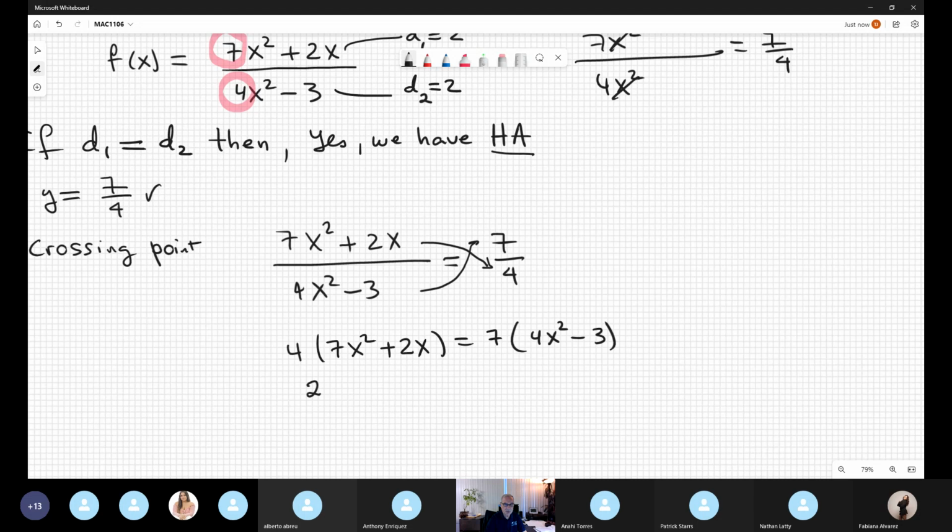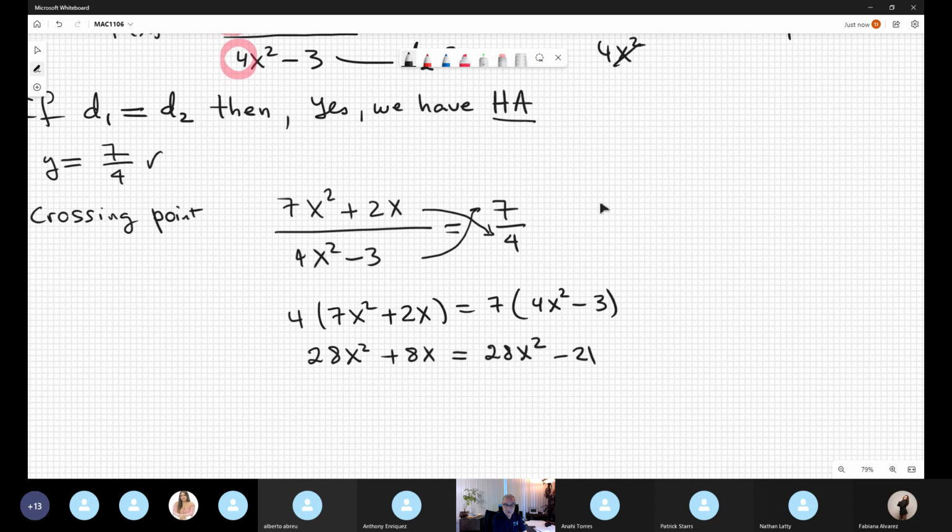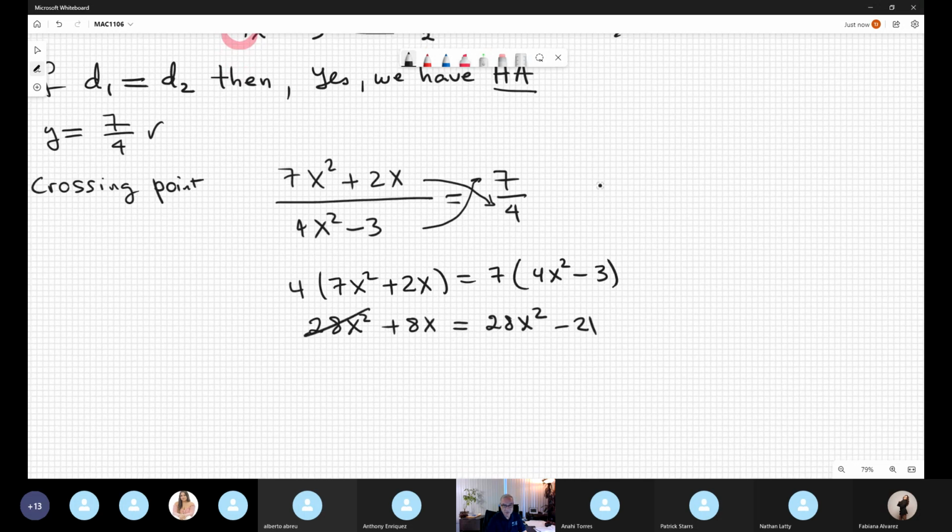And you apply the distributive property: 28x squared plus 8x is equal to 28x squared minus 21. The parts cancel, which frequently happens, and what stays is 8x equals negative 21. Therefore, x is equal to negative 21 divided by 8. Sorry, I forgot the negative here. And the point is, the point negative 21 over 8, comma, and what is the y value, guys?